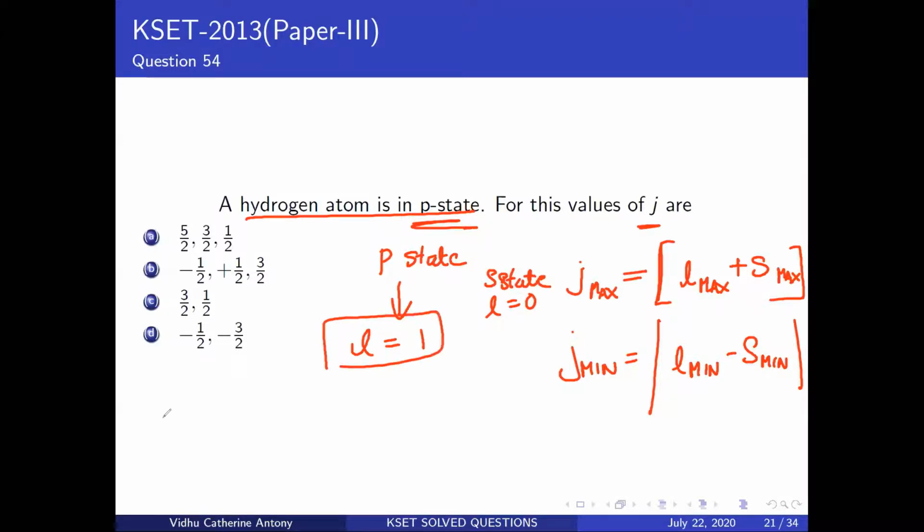So let's keep it there. Let's just take L equal to 1, and let's take the spin to be half. The spin is usually half. So you have L plus S, which is equal to your J max, and that is equal to 1 plus 1/2, which should give you 3/2.